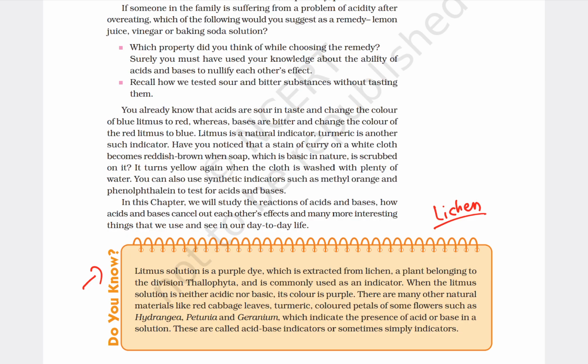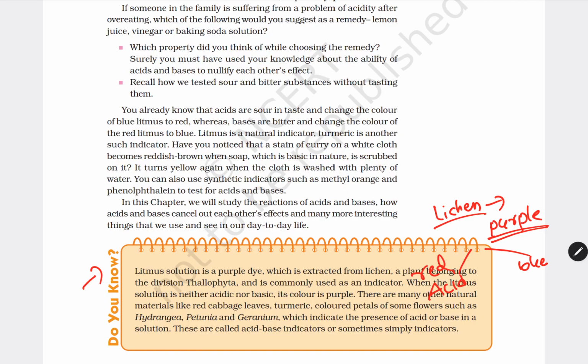Color changes: in an acid solution, litmus turns red. In a basic solution, litmus turns blue. And in a neutral solution, litmus remains purple, its original color. So if there is no change in the color, it is a neutral solution. If it turns red, we identify it as an acid. If it turns blue, we identify it as a basic solution.